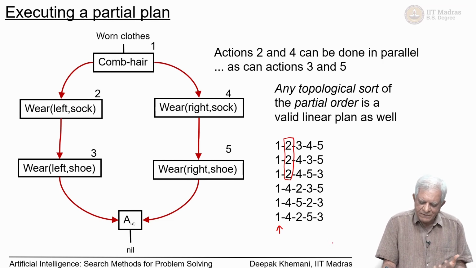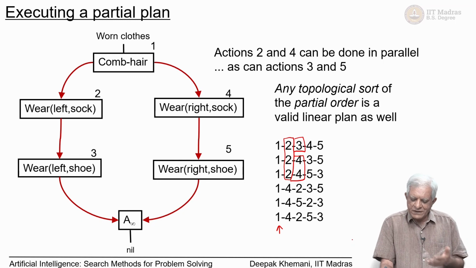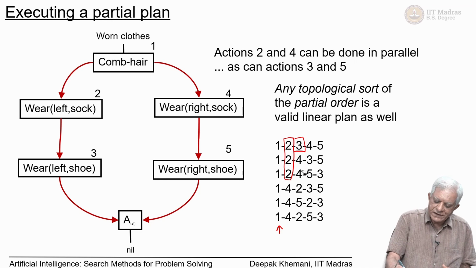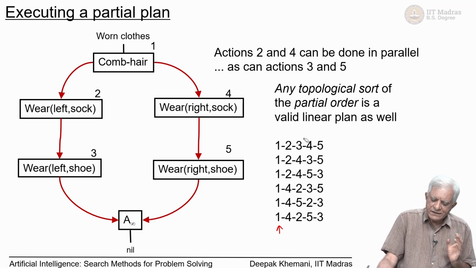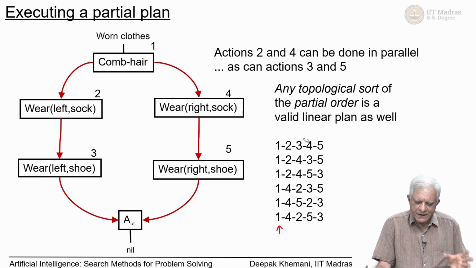After wearing the left sock, you still have the freedom. I think you can either wear the left shoe or you can wear the right sock, after which again you have a little bit of freedom as to in which order. So, basically there are these different orders which are consistent with the partial plan. The partial plan you can imagine as a plan which can be executed in parallel, and you can also linearize it in many different ways in any order, and any of them would be a valid plan essentially.